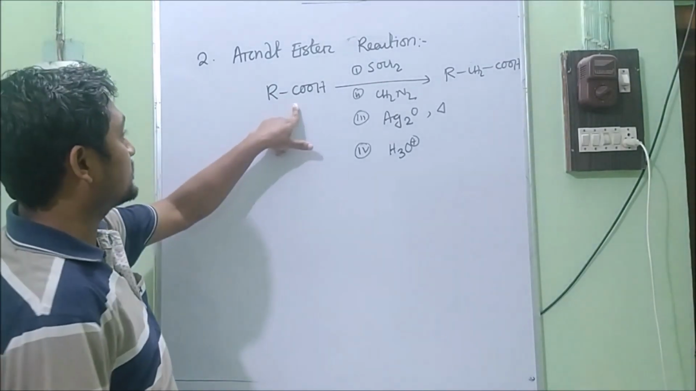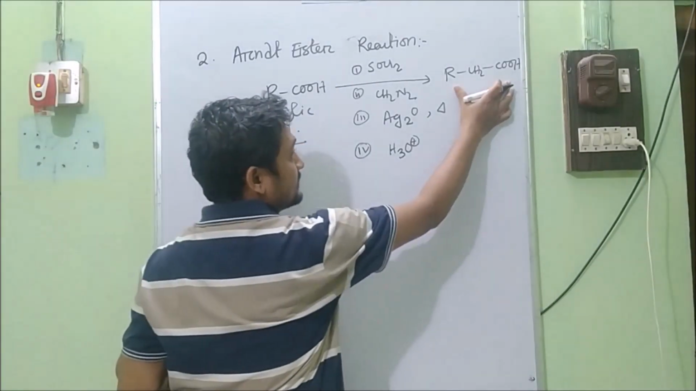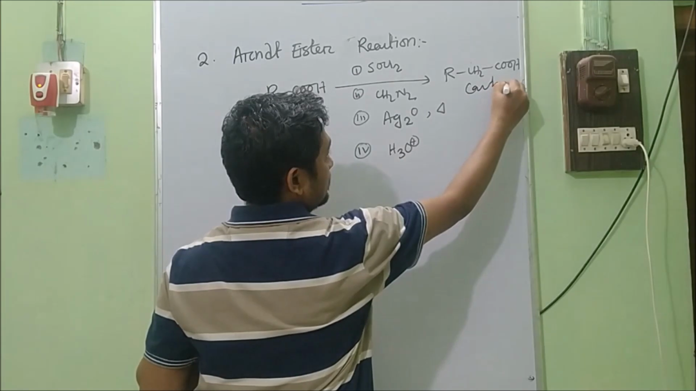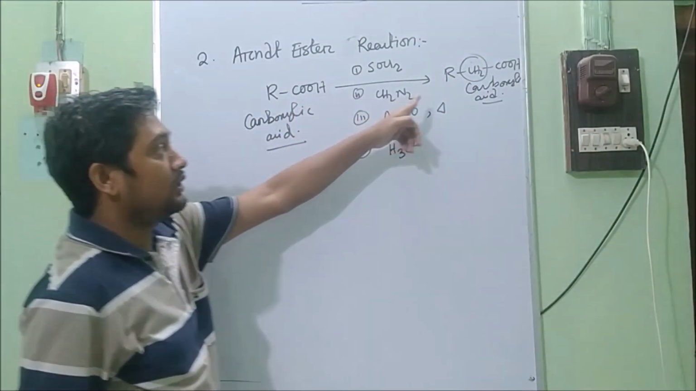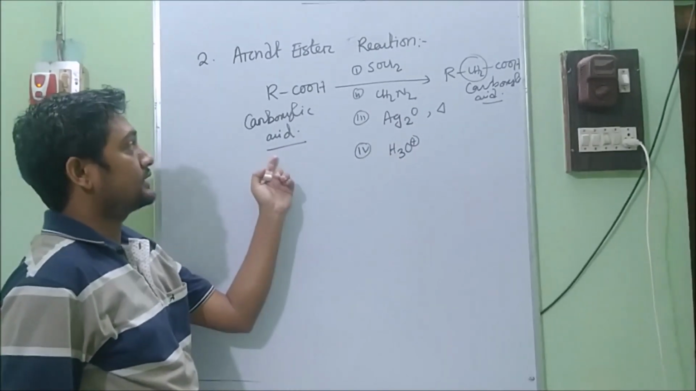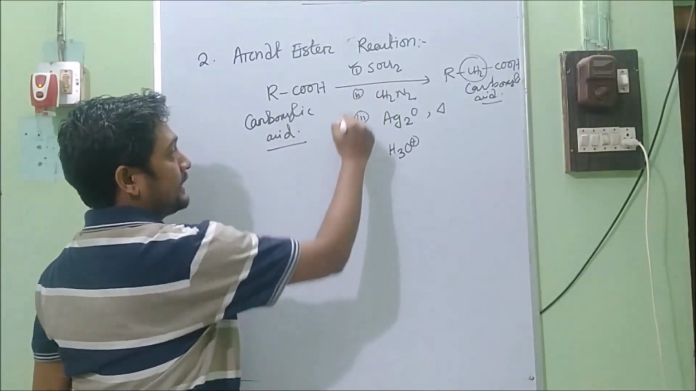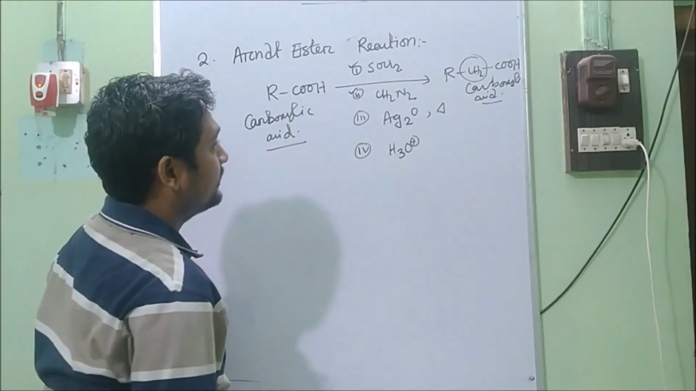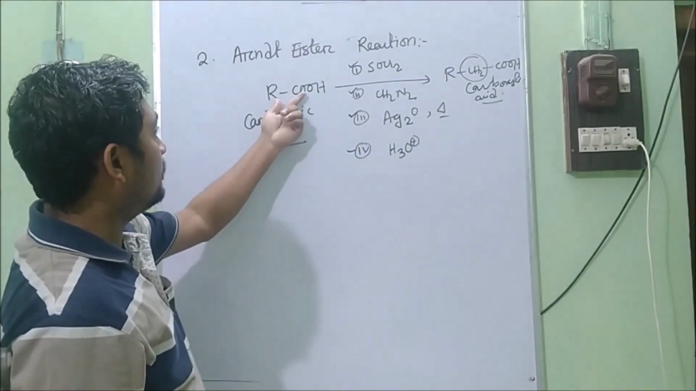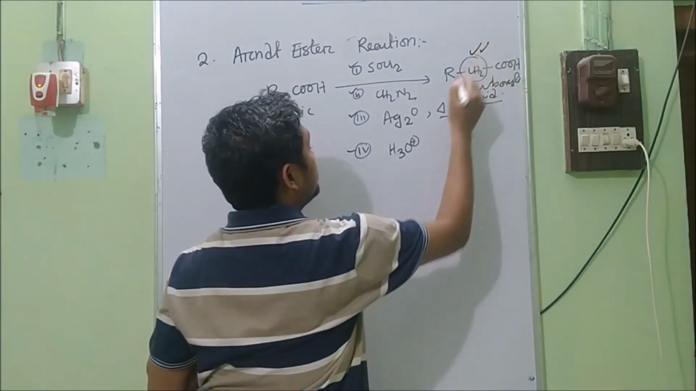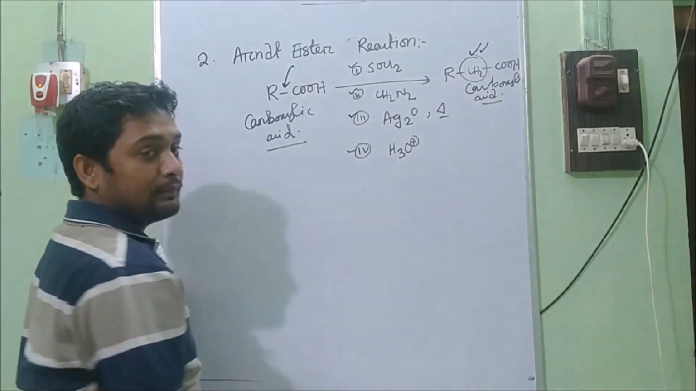In these reactions, a carboxylic acid compound converts into another carboxylic acid compound having one extra CH2 group. So here the number of carbon atoms increases in these reactions, and the reagents are at first step SOCl2, in second step diazomethane, silver oxide with heat, and then H3O plus. Now how this CH2 group is introduced at this position from this reagent, I will show in the mechanism.